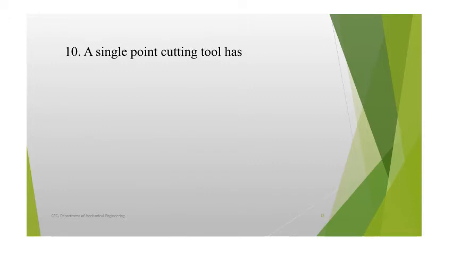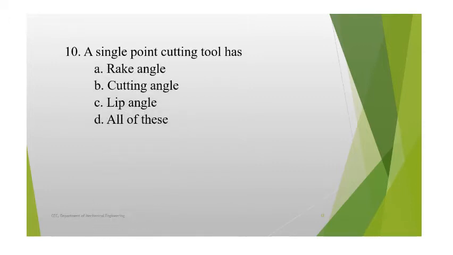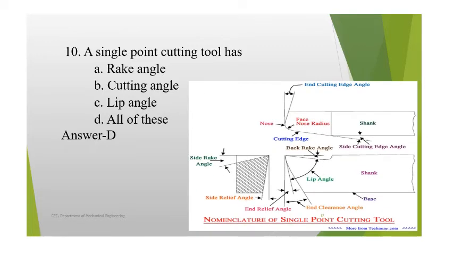The single point cutting tool has rake angle, cutting angle, lip angle, all of these. The right answer is all of these. There are 7 things called tool signature: rake angle, cutting edge angle, lip angle, side angle, all of these. This is a single point cutting tool. You can see this figure and clearly understand side rake angle, rake angle and lip angle. The above 3 are mentioned in the figure.